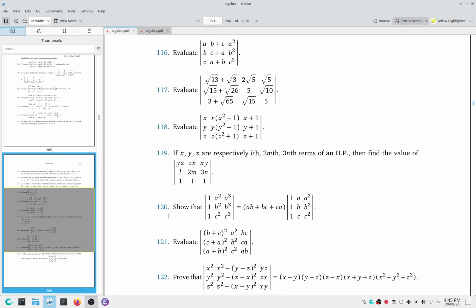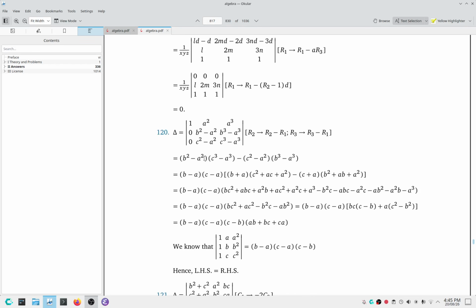Question 120 says show that the determinant with rows 1, a, a², a³; 1, b, b², b³; 1, c, c², c³ is equal to (ab + bc + ca) times the determinant with rows 1, a, a²; 1, b, b²; 1, c, c². So here we take the first determinant and we do R2 = R2 − R1, R3 = R3 − R1. So we get 2 zeros and we have 1. Now all we have to do is the manipulation and it will be equal to (b − a)(c − a)(c − b)(ab + bc + ca).